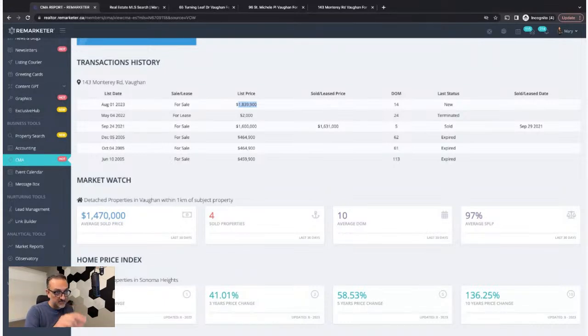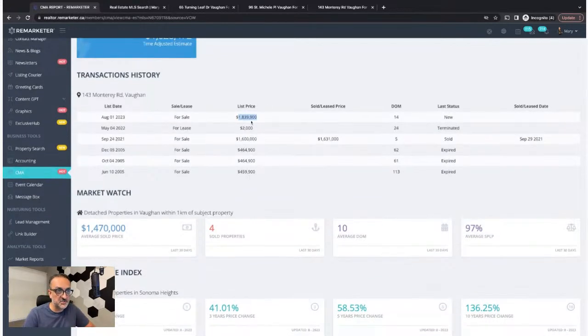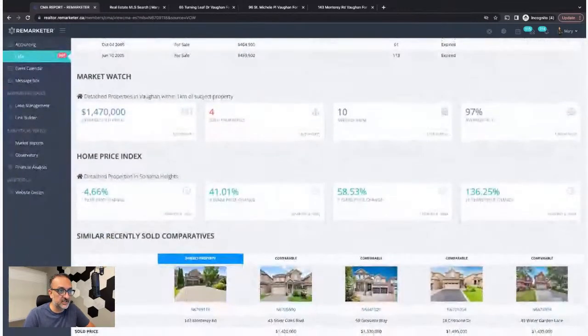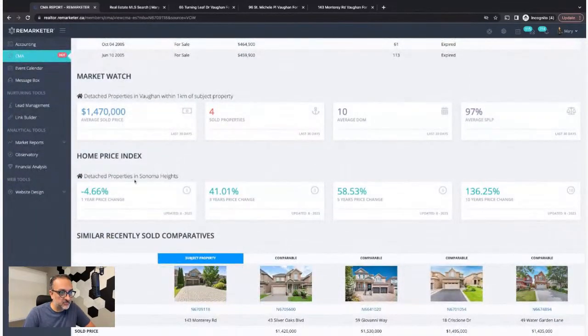So this could be the condition, the situation for this property that we're looking at here. Apart from that, we can see some benchmark pricing trends here as well for detached properties in this neighborhood. As I mentioned, we're looking at this specific neighborhood here. This information is only available for the GTA at the time. And if you're looking at a property that's not in the GTA, you won't have this line right here.